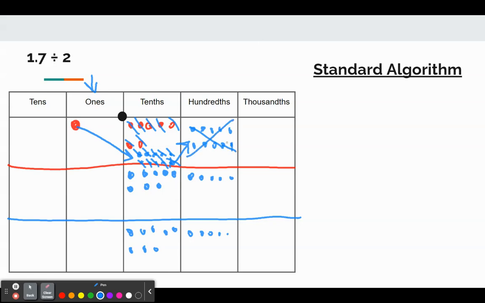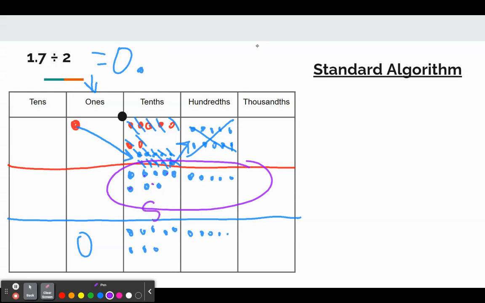Now let's see how many of everything we have. So we have 0 ones. Let's put our decimal down. And if I mark how much I have in my one group, I have 1, 2, 3, 4, 5, 6, 7, 8 tenths. And then I have 1, 2, 3, 4, 5 hundredths. So 1.7 divided by 2 is 0.85, or 85 hundredths.